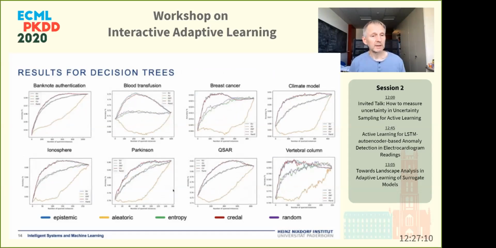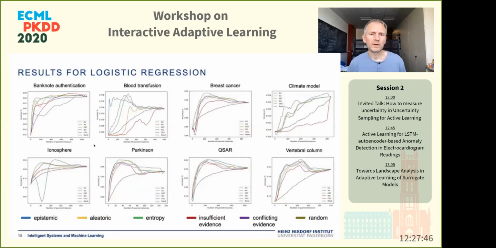So the same for decision trees as a base learner. Here the picture looks a little bit different. Still epistemic uncertainty sampling works very well, essentially works the best. But the difference to this credal classifier or active learner is very small. The two perform more or less on a par. And aleatoric uncertainty again doesn't work very well.